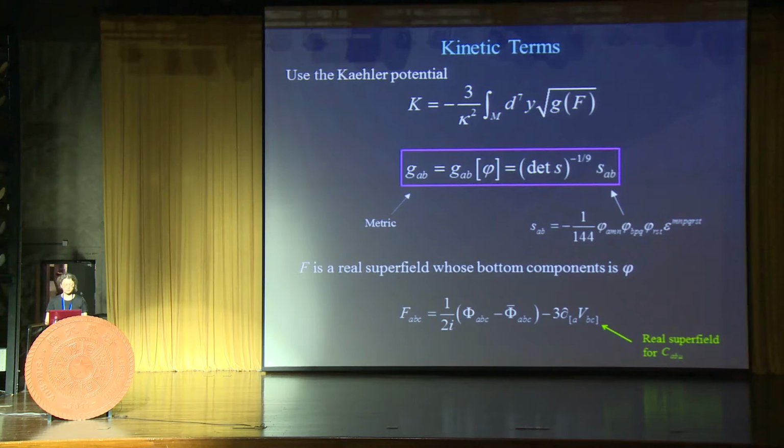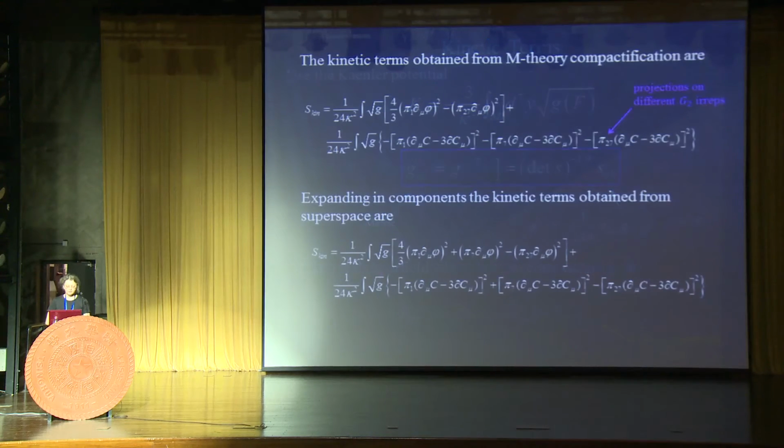So we have to write something that is gauge invariant. So we actually have to add a contribution that involves a real superfield that contains the vector coming from the 3-form. Well, now what we have to do is, well, turn the crank, extract the theta to the 4 term. Now we want to compare this with the M theory results.